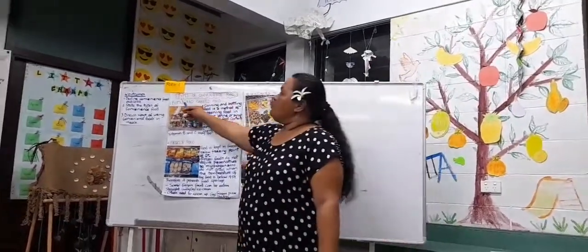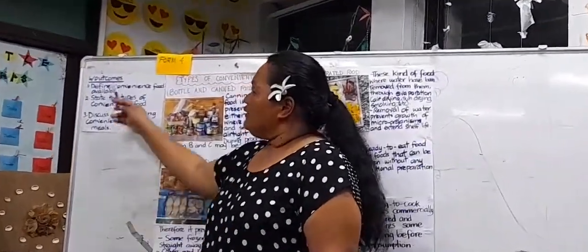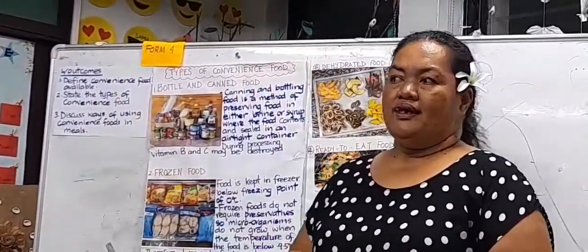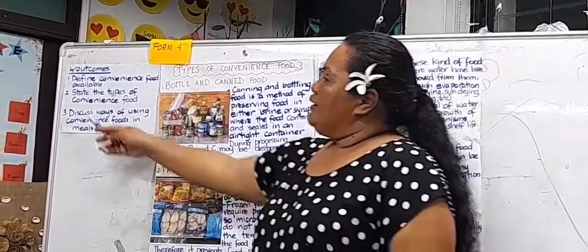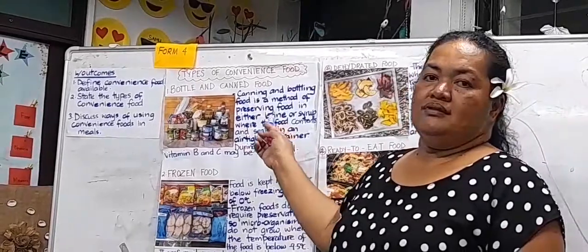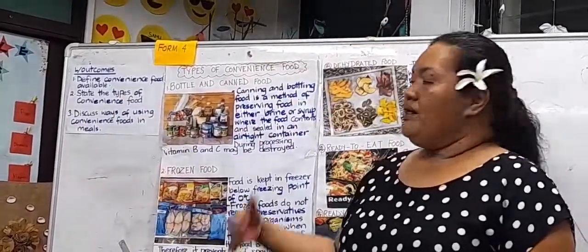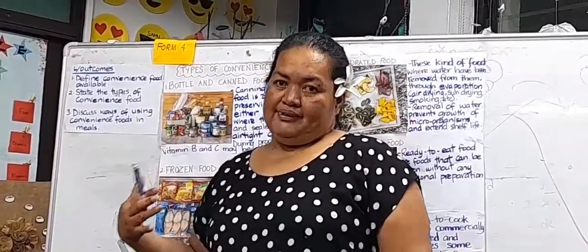Before we start, we have to look at our learning outcomes. The first learning outcome is to define convenience food that's available. The second one, state the types of convenience food. The last one, you have to discuss ways of using convenience food in meals.